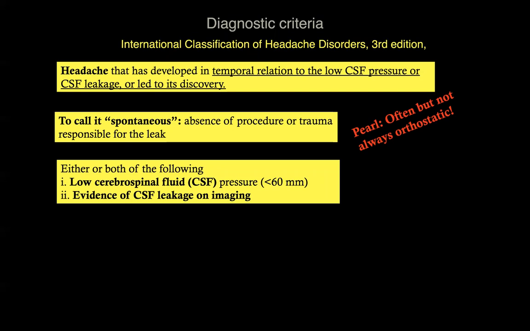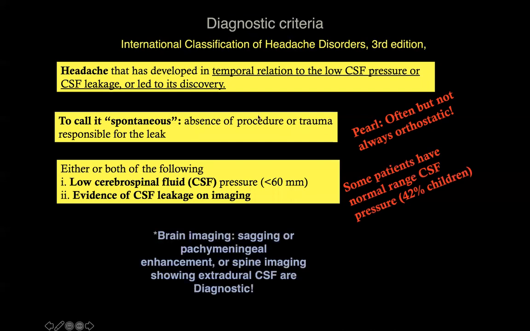And then low CSF pressure, or evidence of CSF leakage on images. Some patients have normal range of CSF pressure, especially children. And remember that the evidence of CSF leakage on imaging can be direct or indirect. In the brain, you can have basically sagging of the brain, pachymeningeal enhancement, and the CSF. So all the findings I showed you actually contribute to the diagnosis.